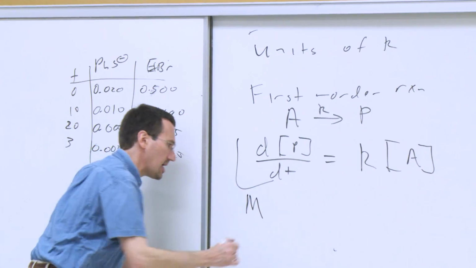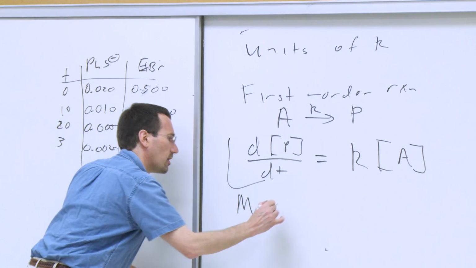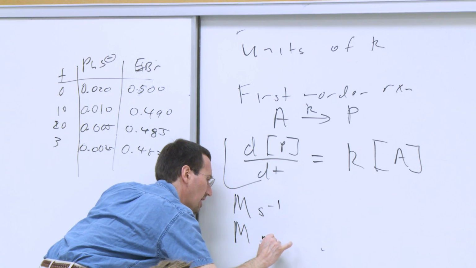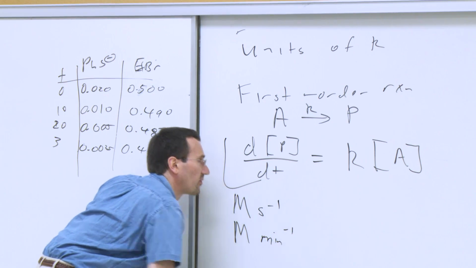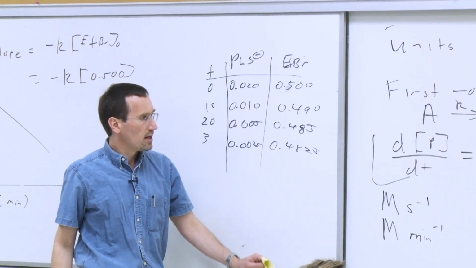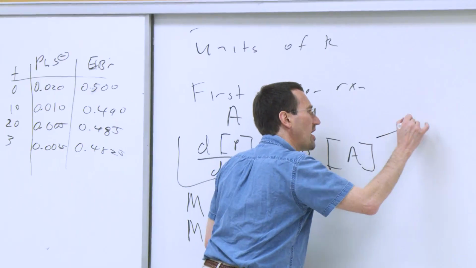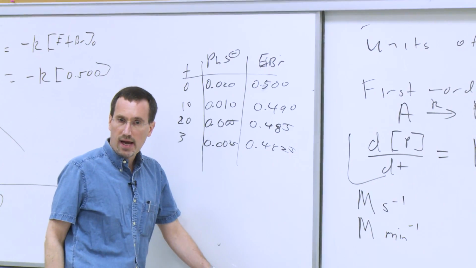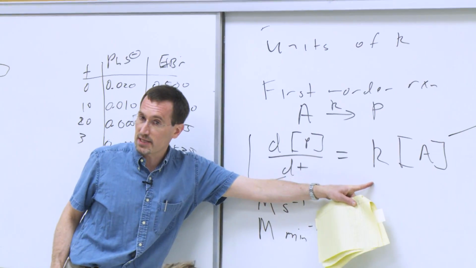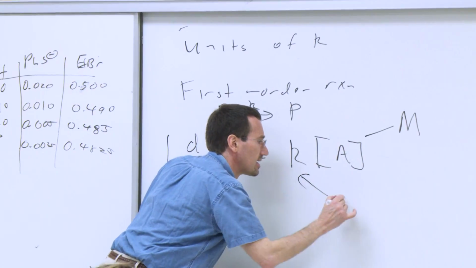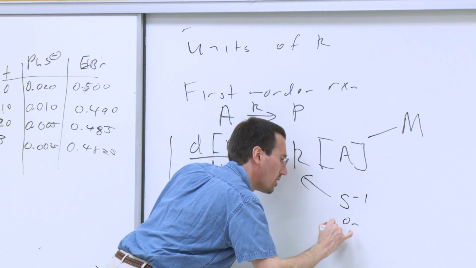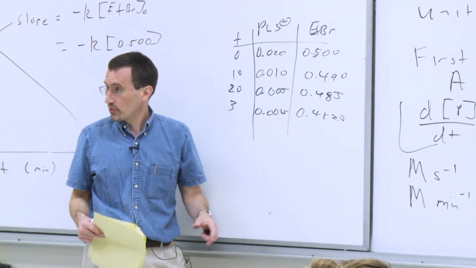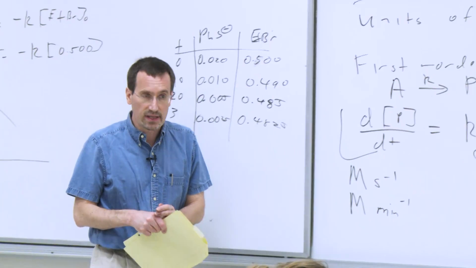So the units on the left side of the equation become molar per second, or molar per minute, depending on what measurements you're preferring to make. Our concentration of A is in molar, and that means that our rate constant has to be in seconds to the -1 or minutes to the -1. So those are first order rate constants. Those are the units, time to the -1.